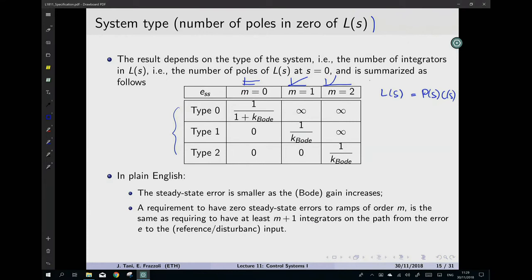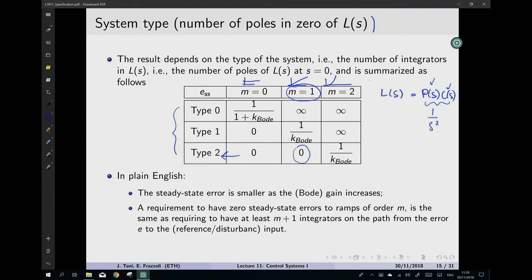A ramp is M equals 1. It means 0 steady state error. This is the input, and we want 0 steady state error. Our system needs to be at least type 2. Type 2 means that this term here needs to have at least 2 poles in 0. These poles in 0 don't really matter if they come from the controller or from the plant, as long as the open loop part has 2 poles in 0.